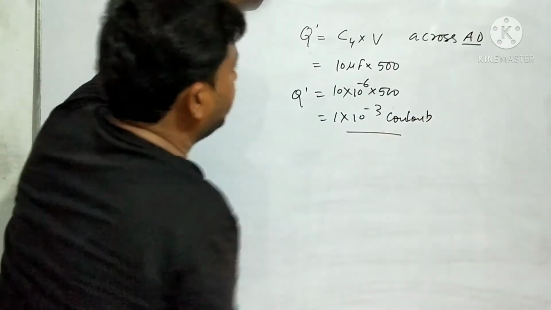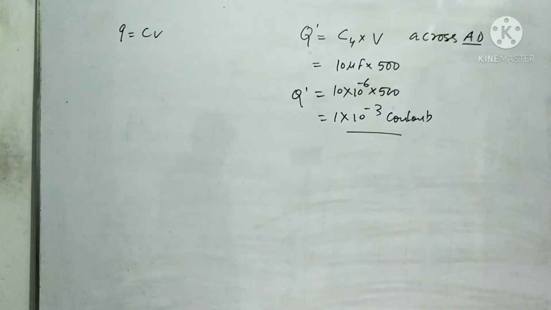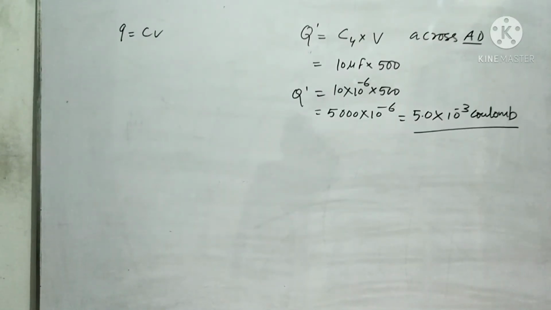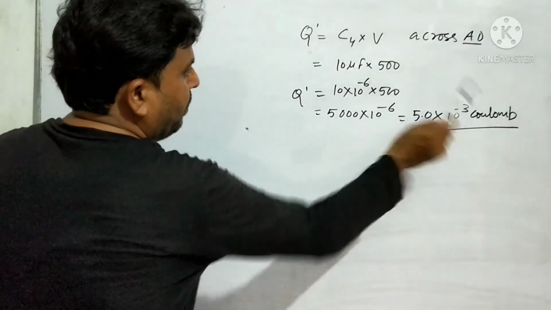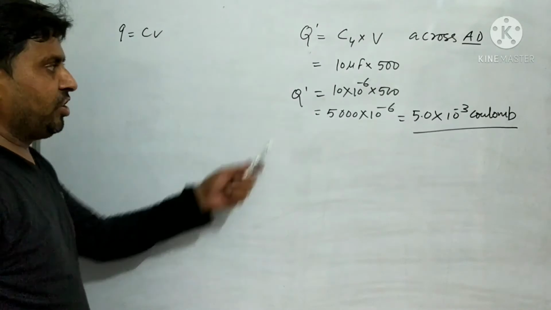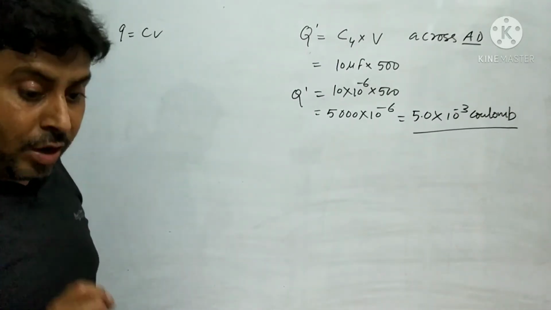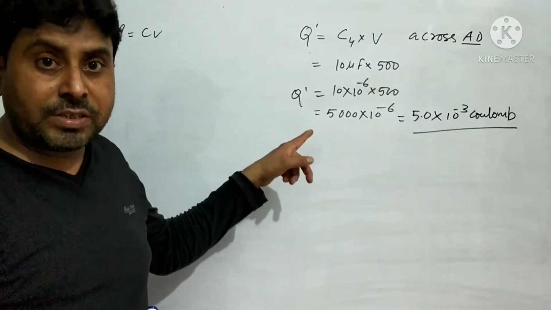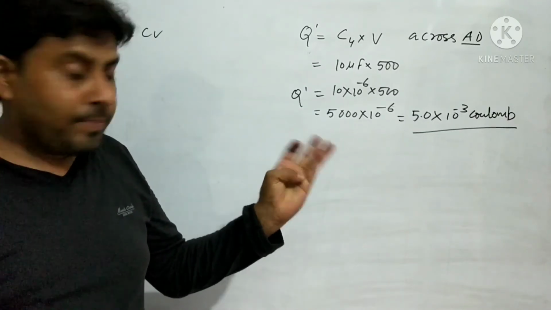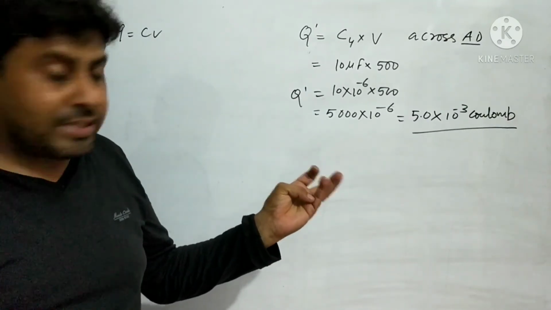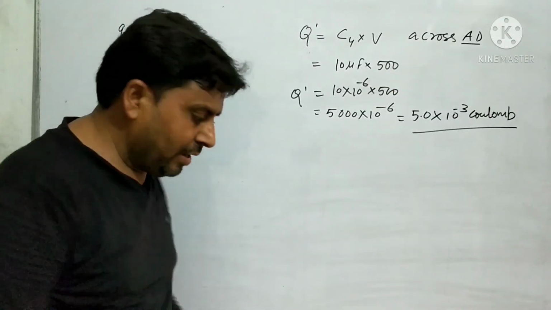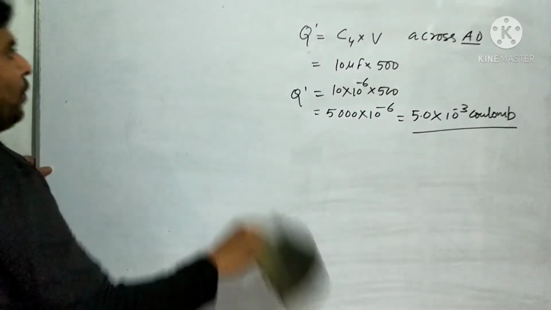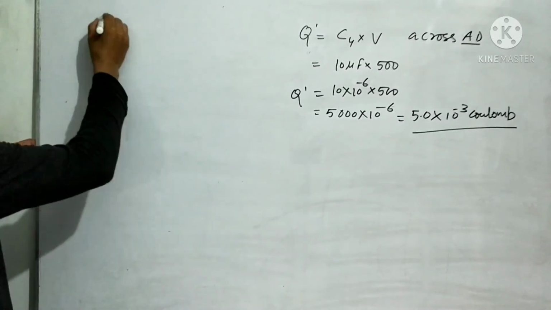Check it, beta. Check it again. And take one screenshot also. Do the calculation. 500, 5000 it became, 10 to the power minus 6 came, 5.0 into 10 to the power minus 3 coulomb. So this is the complete answer. Now we have discussed total capacitance and then potential difference and then charge in the same question. Is it clear?